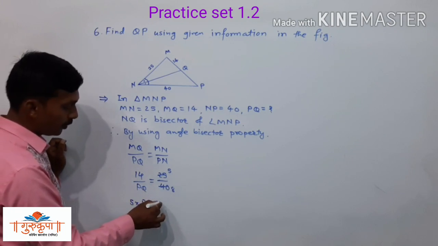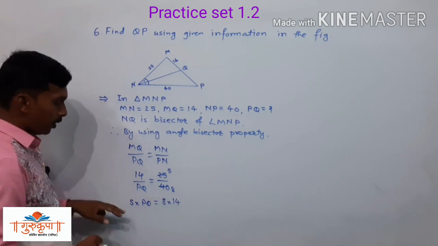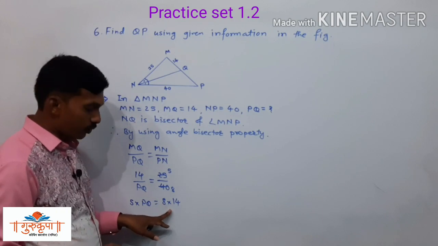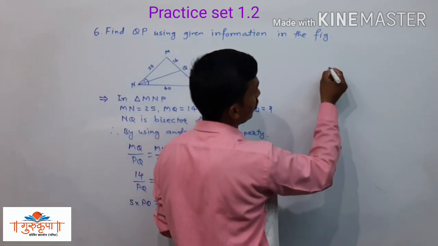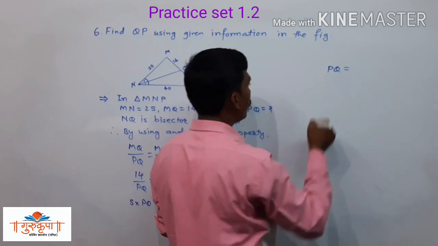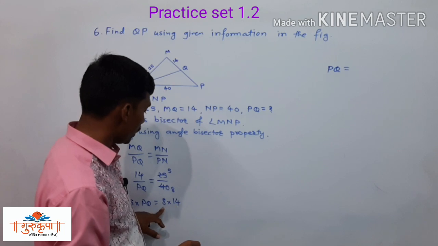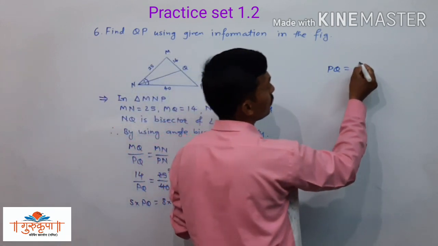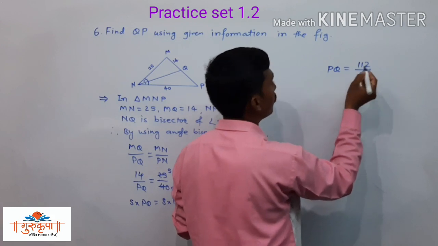5 multiplied by PQ is equal to 8 multiplied by 14. Now transfer this 5 to the right side, so we will get PQ is equal to 8 multiplied by 14, that is 14 8s are 112, divided by 5.